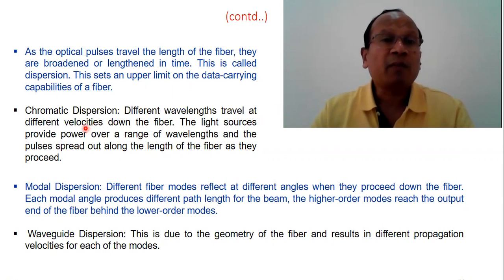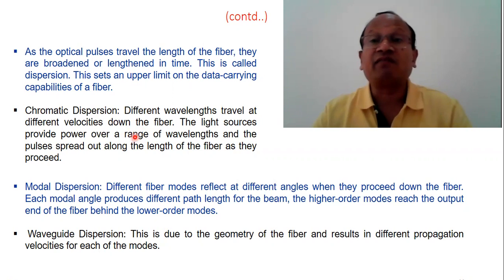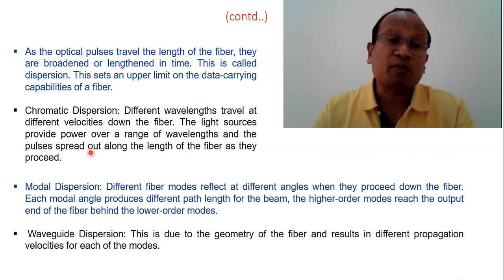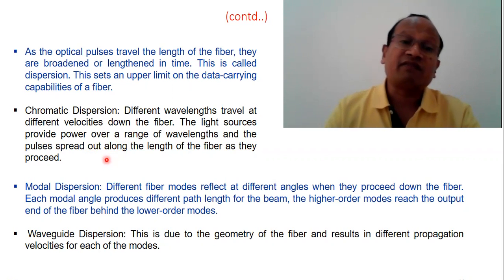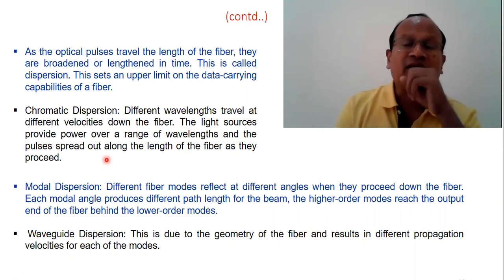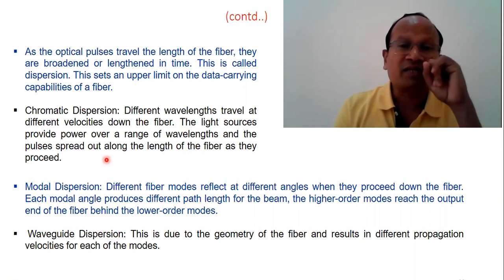Chromatic dispersion is due to different wavelengths, because the name chromatic is related with wavelength. Different wavelengths travel at different velocities down the fiber. The light sources provide power over a range of wavelengths and the pulses spread out along the length of the fiber as they proceed. In this case also, the pulses are broadened. That is due to the dispersion problem.